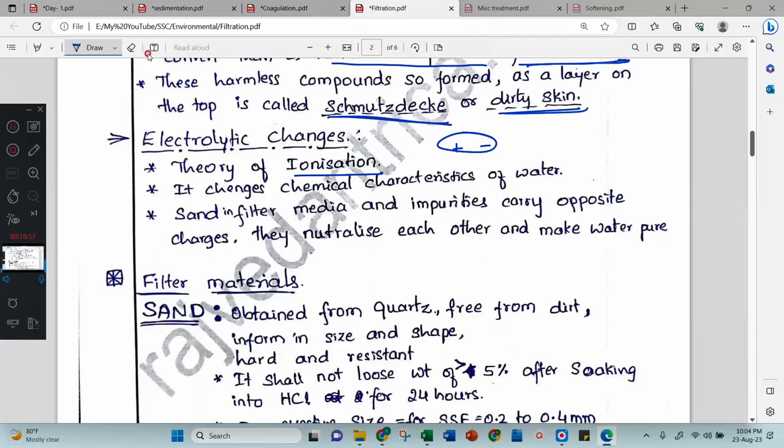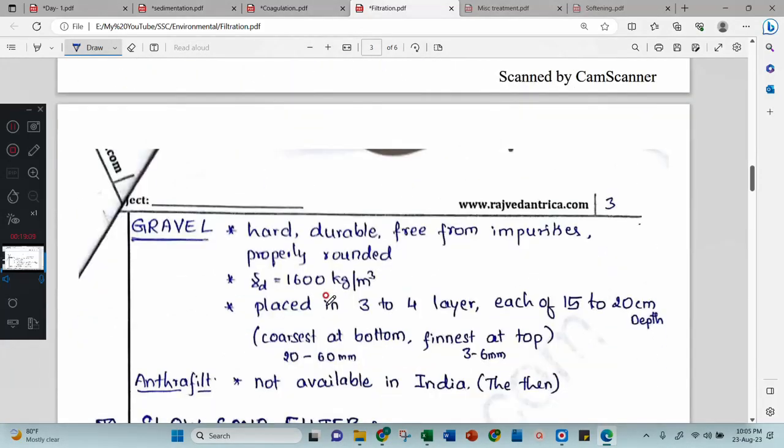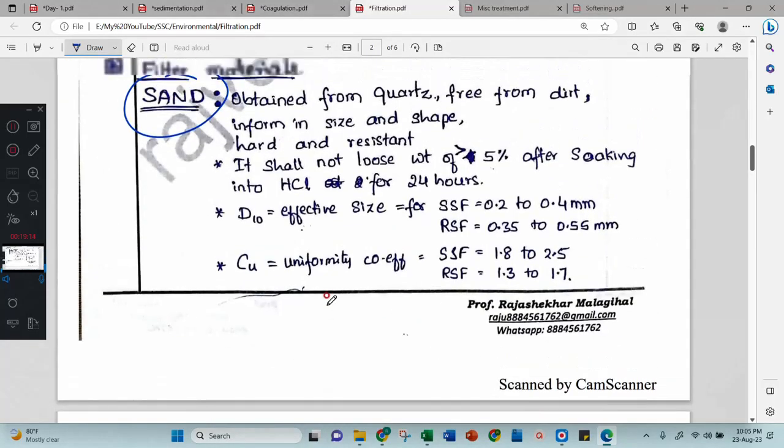They neutralize each other and make water pure. That's it. Okay, that electrical charges will be there. Now, which material are we using in this filter media? We are mainly using sand as one material, and gravel as another material. Two important materials we are using.